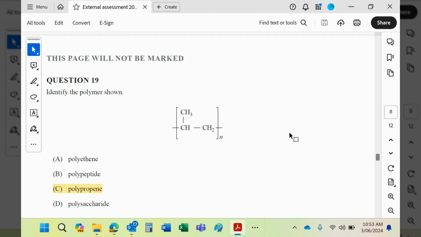Identify the polymer shown. It's a three-carbon polymer. This would be an alkene. The double bond would have been there, and that would be propene, giving us polypropene.